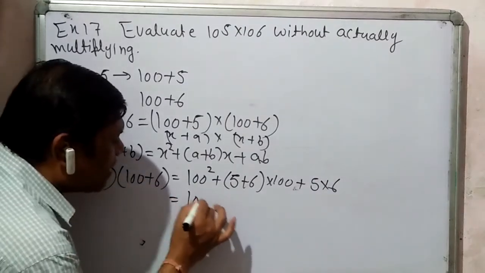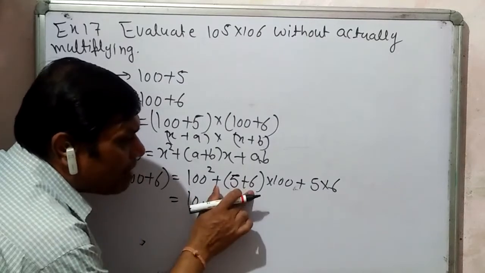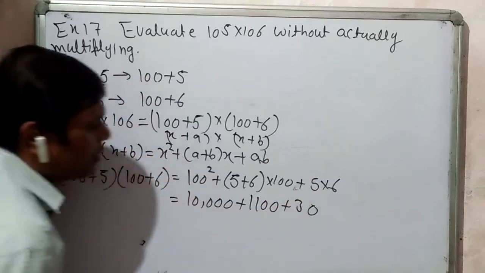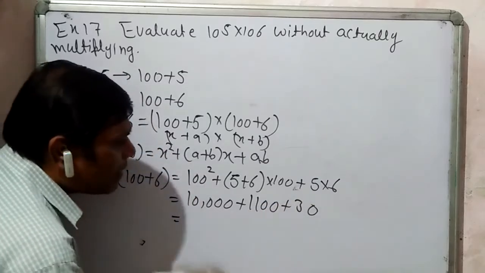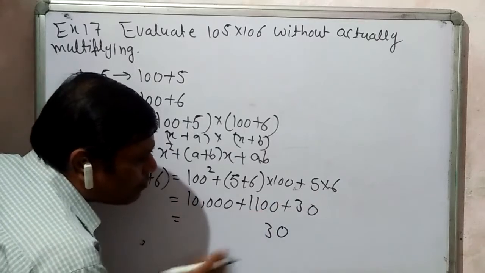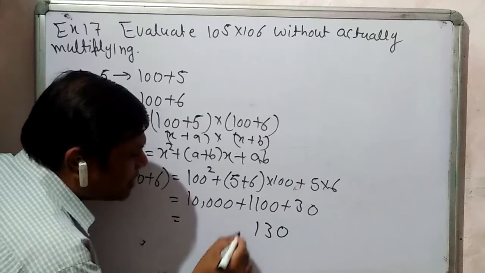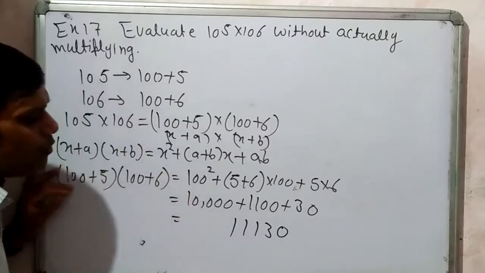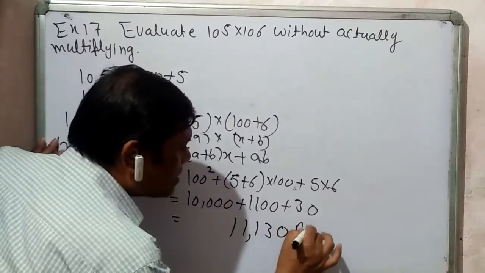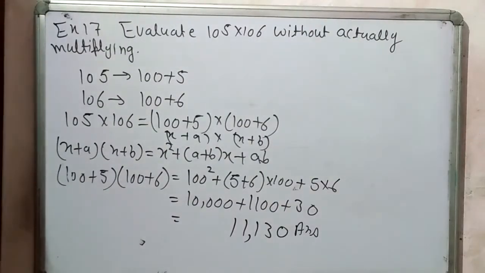Solve this out. What we get is 100 square is 10,000. 5 plus 6 is 11. 11 into 100 is 1100. 5 into 6 is 30. Start adding from the units place. Units place is 0. Tens place is 3. Hundreds place is 1. Thousands place is 1. And ten-thousands place is 1 again. So that makes it 11,130. That is our answer to this part. I'm sure it is very clear to you.